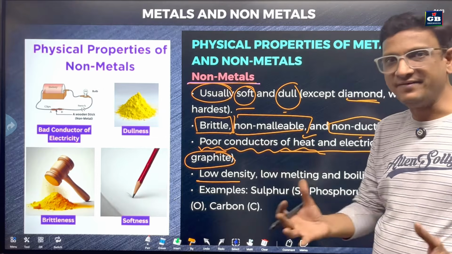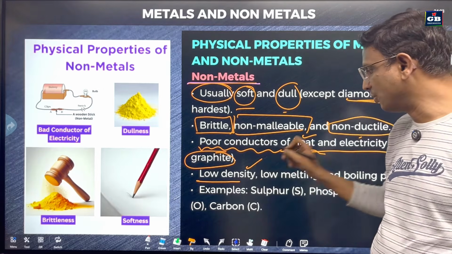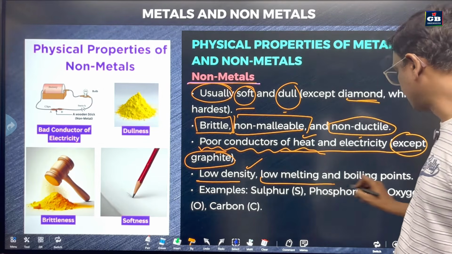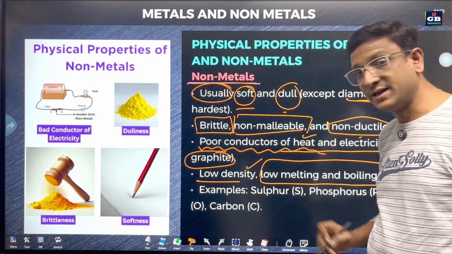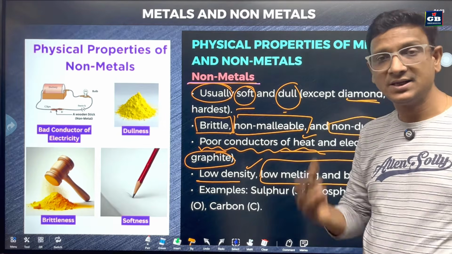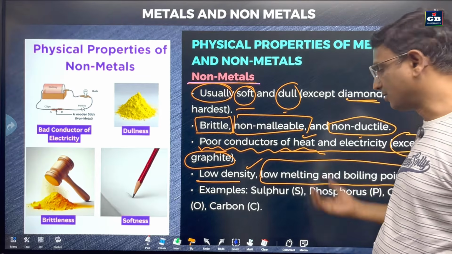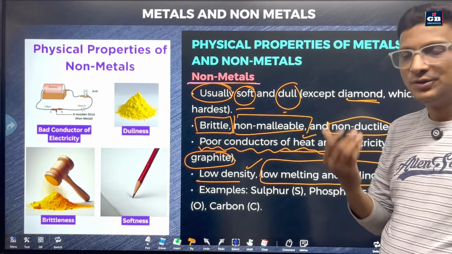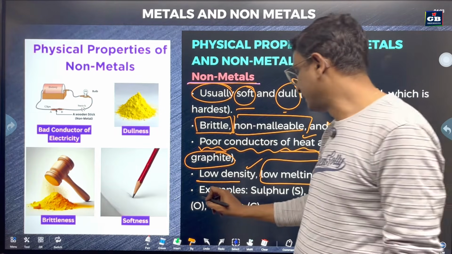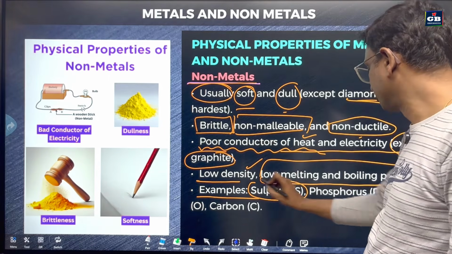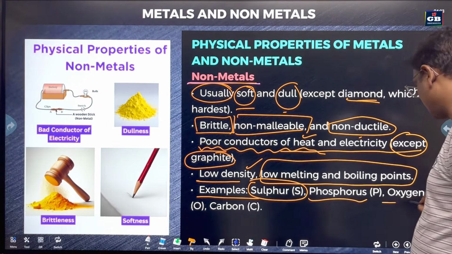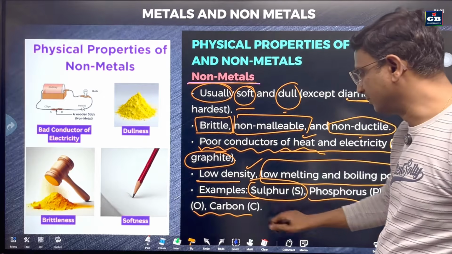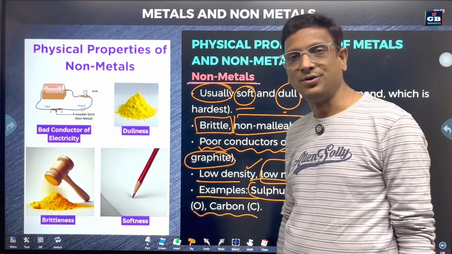Metals are dense and heavy. Non-metals have low density, low melting point, and low boiling point. Metals have high melting point and high boiling point. Non-metals have low melting point and low boiling point. So now, examples of non-metals: sulfur, phosphorus, oxygen and carbon. These are the examples of non-metals.